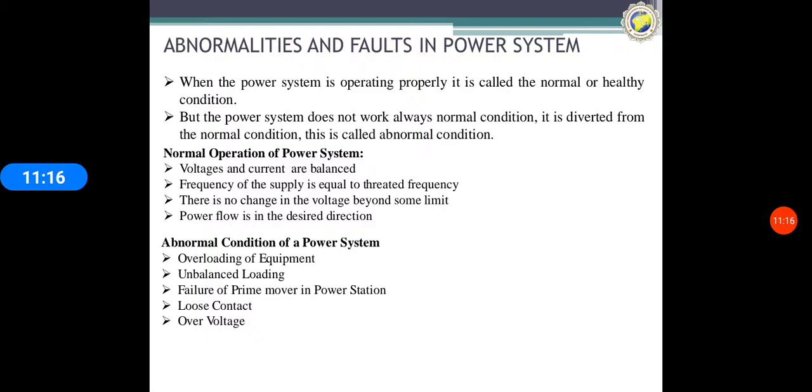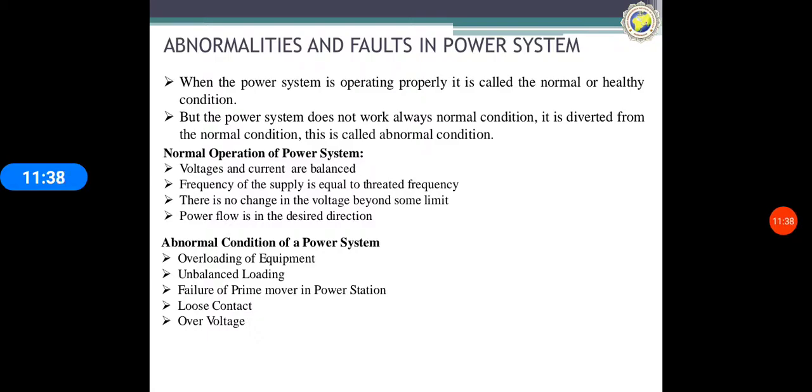Unbalanced loading. Unbalanced loading means the currents of all three phases should be almost equal, but the system loses its stability when there is an unbalance of the current beyond some limit. This is called unbalanced loading.